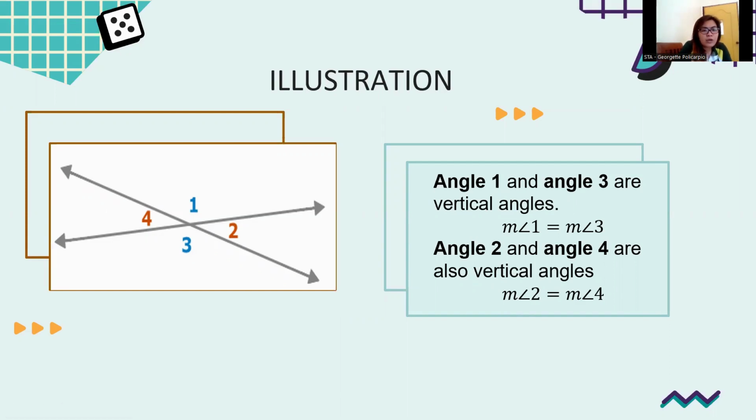Mapapansin nyo, ito rin naman yung illustration ng nauna. Iba lang yung pagkaka-drawing, or pagkaka-format, pero ito din yung itsura nun. Mapapansin nyo, yung 1 and 3, they are vertical angles. 1 and 2, linear pair. So sa illustration natin, yung same colored na numbered angle, sila po ay vertical angles. And always remember, vertical angles are congruent.